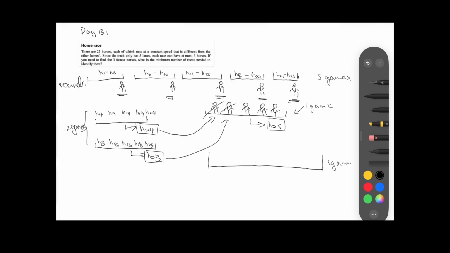So how many games in total do we have? We have 5 plus 2 plus 1 plus 1, and that's 9 games. Okay, so that's better than 11. We were definitely improving. But let's think about this process. Can we improve this algorithm even more?